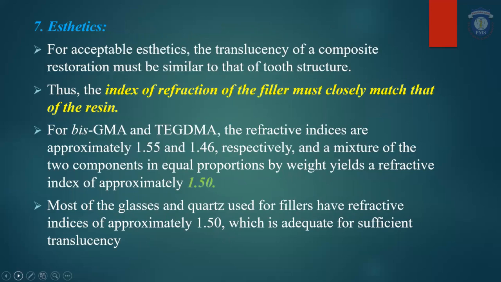And the final function is aesthetics. Composites are used for aesthetic restorations, which means that the refractive index of the restoration and the tooth should be similar. You can see that for BIS-GMA and TEGDMA, the refractive indices are 1.55 and 1.46, and when they are combined, we get a resultant refractive index of 1.50. Most of the filler particles that are used also have a refractive index of 1.50, so that will give adequate translucency to mimic the tooth structure.